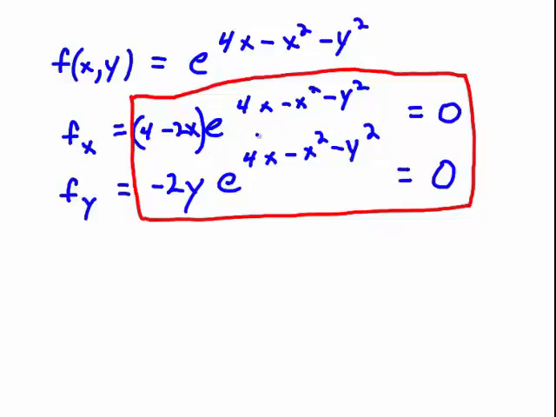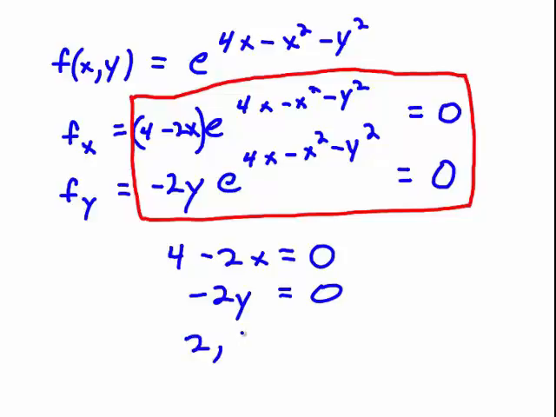And what determines when this f sub x equals 0, for instance, is when 4 minus 2x equals 0, since e to this exponent is always positive. So you can get a simpler set of equations, 4 minus 2x equals 0 and negative 2y equals 0, if you realize that the exponential function is always positive. Of course, you solve these two equations, you just get x equals 2, y equals 0. So this guy is your single critical point.